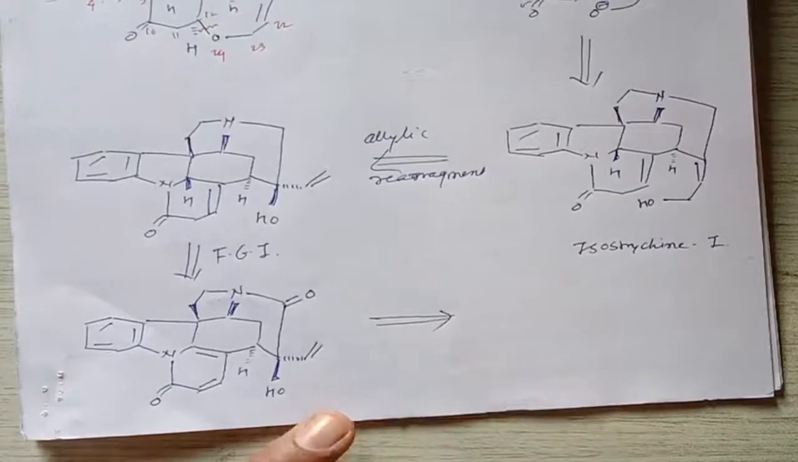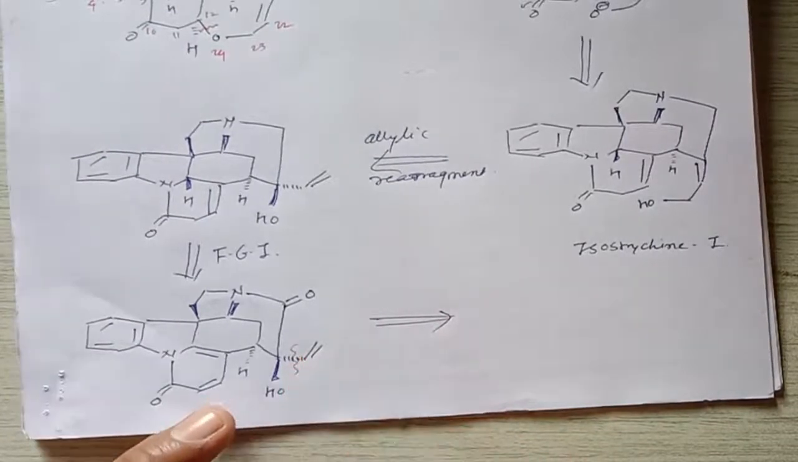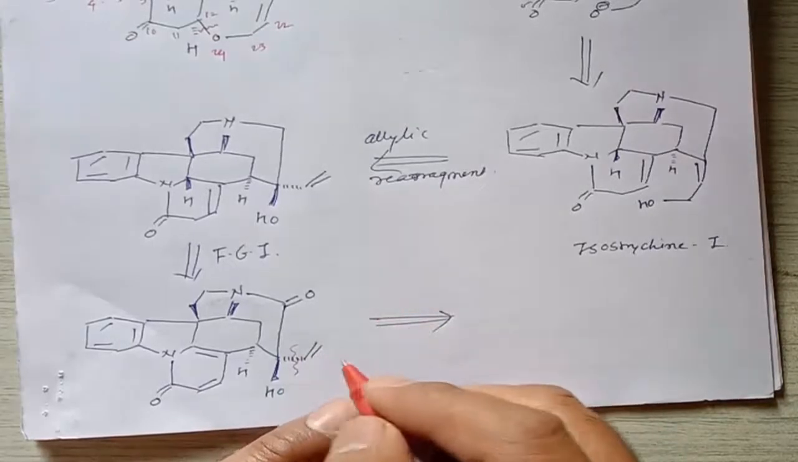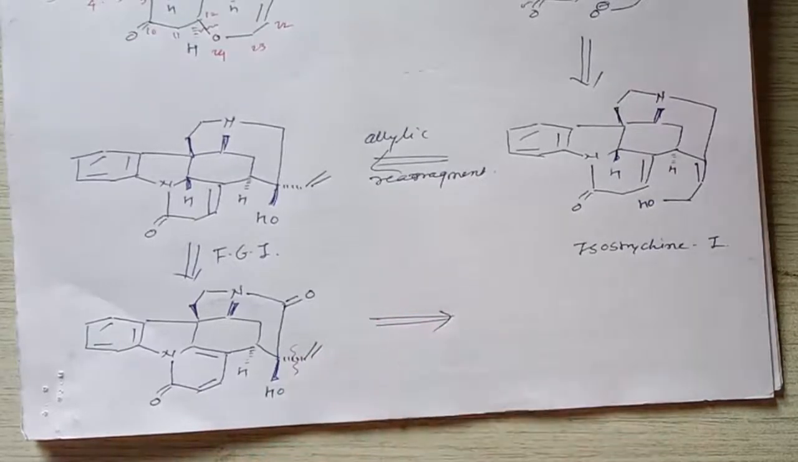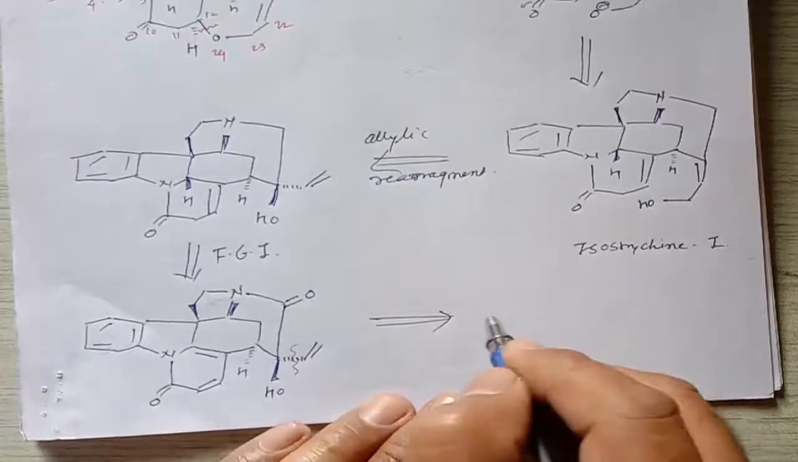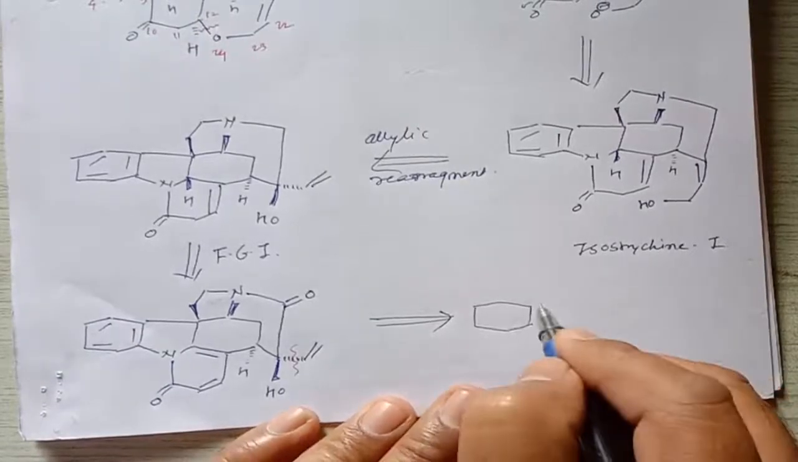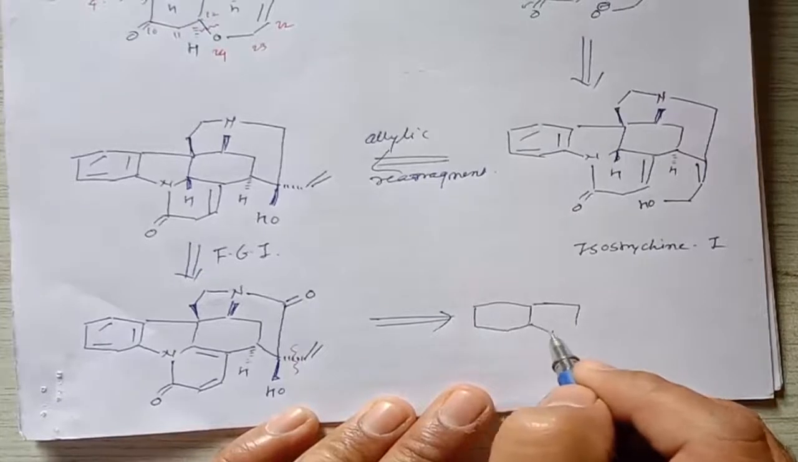we can break this allylic group. How can we break this? That is by using a Grignard reagent, that is organometallic addition. We can introduce the allylic group at this position, right? And for that, after breaking this molecule, we get a molecule like this.